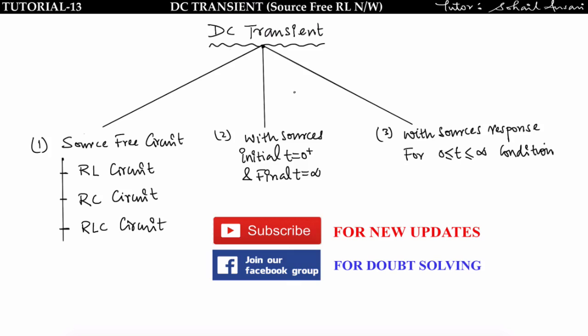In the next lecture we will see the response of RC circuit and RLC circuit, that is source free only.